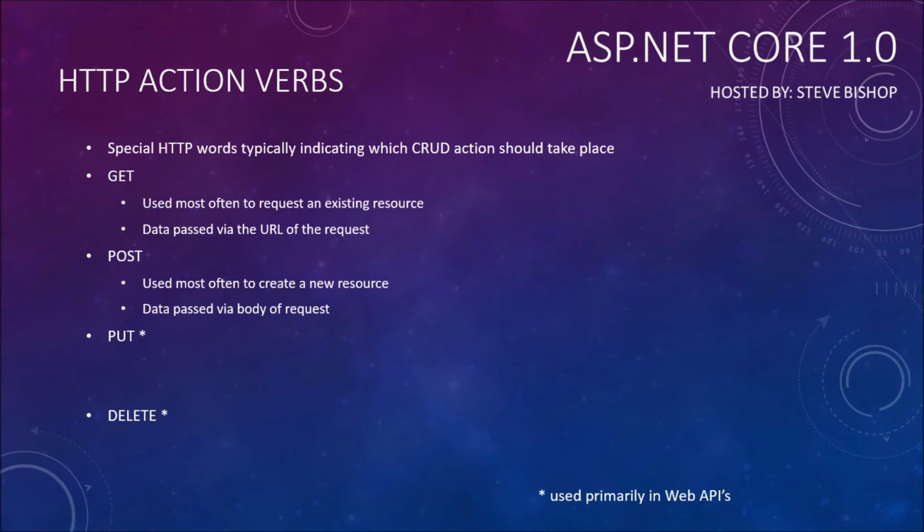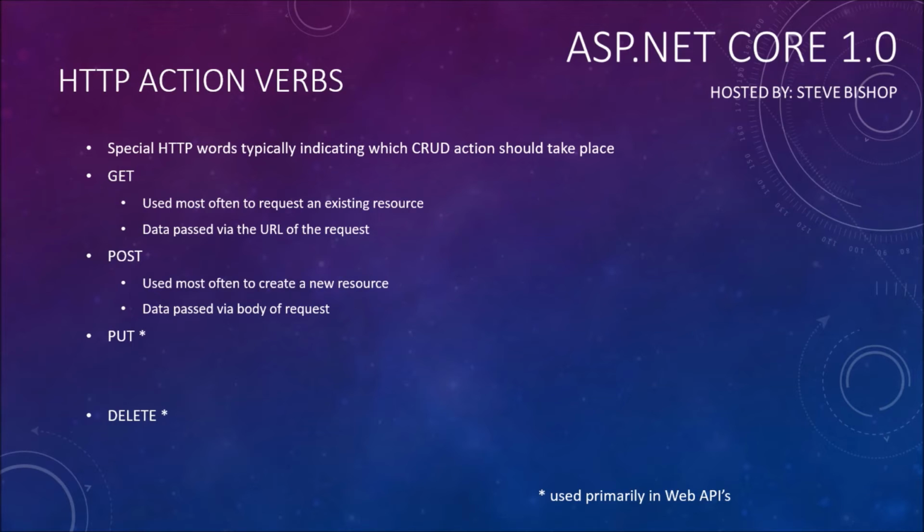The post action, again, is used most often to create a new resource, and it passes in data as part of the body of the request. The advantage of using a post action is that since it doesn't put the data up in the URL, the user is typically blind to the communication that your web page is having with the web application. The user doesn't see the data that you're transmitting back and forth. It's not hidden per se, it's just not as easily accessible.